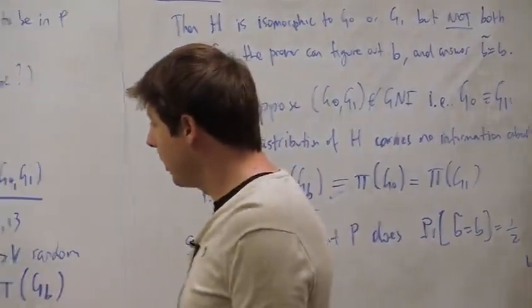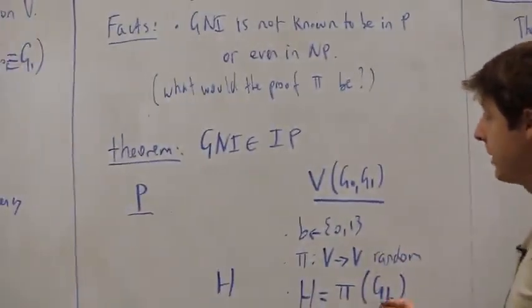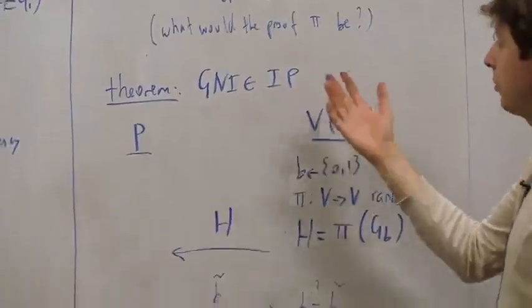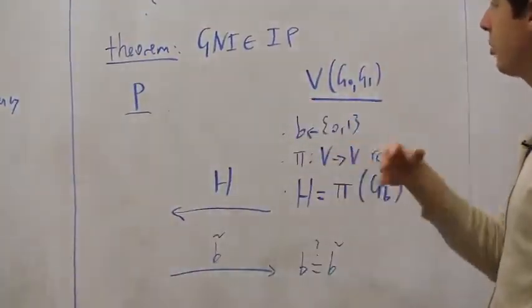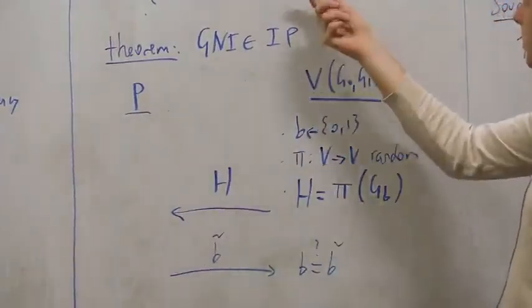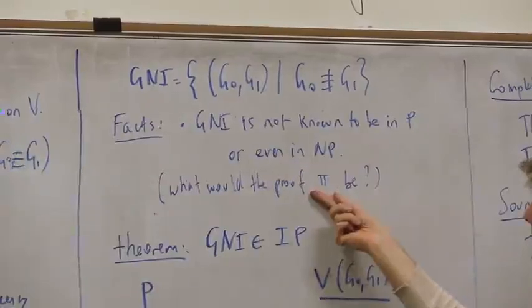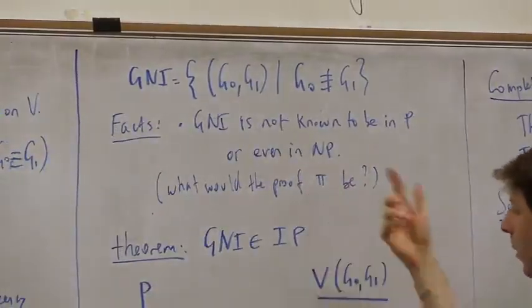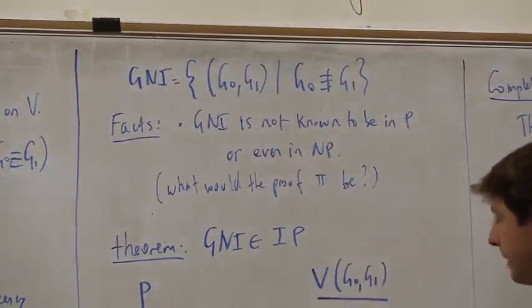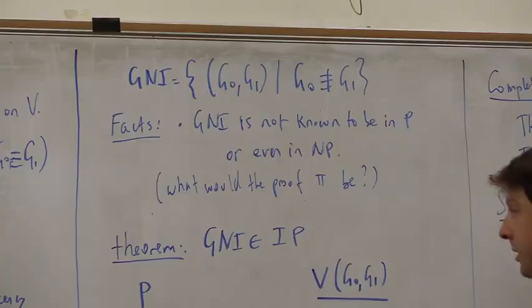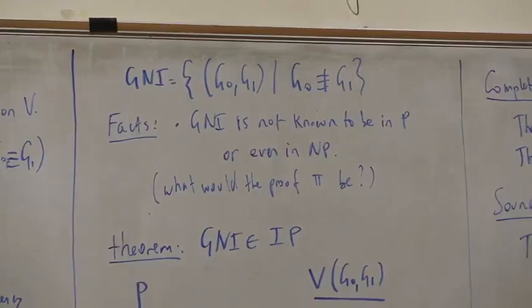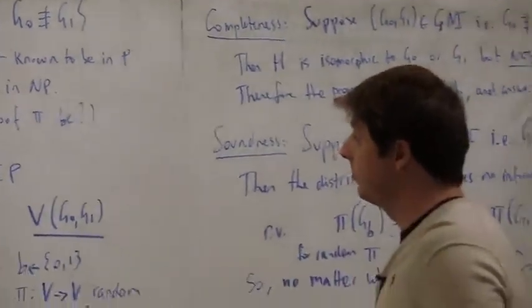All right, so the punchline is that even though GNI, for all we know, is not in NP, there is no short, possibly very clever, non-interactive proof pi that makes the verifier accept. However, there is a very straightforward and simple protocol that, with just one round of interaction and a little bit of randomness, lets the verifier check the non-isomorphism of two graphs.